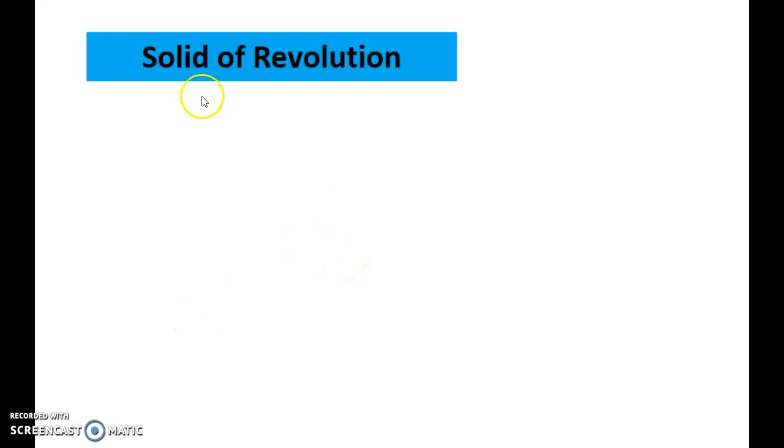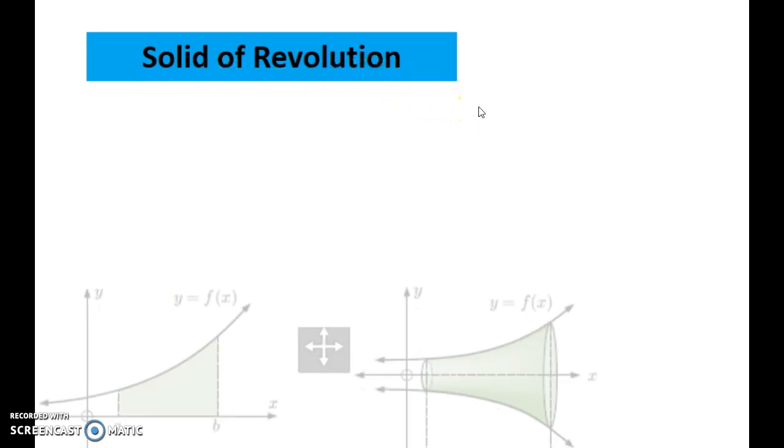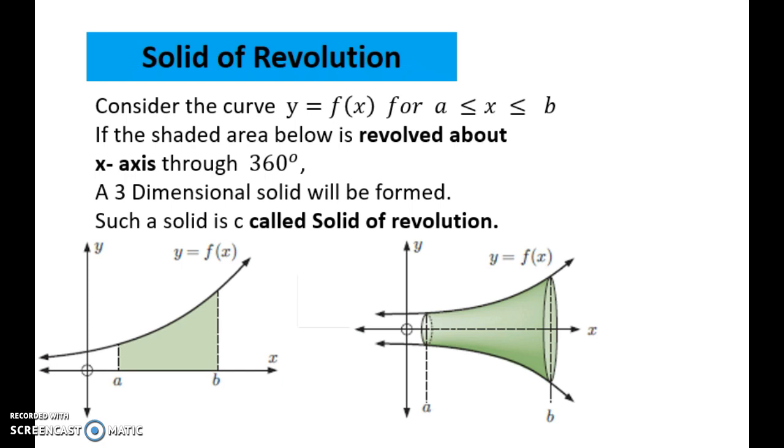Hi guys, here we have another application of integration, solid of revolution. Let's have a function y equals f(x), where x lies between a and b, and you see the shaded area under the curve y equals f(x). If this shaded area is revolved about the x-axis through 360 degrees, a three-dimensional solid will be formed. This kind of solid will be formed if you revolve from a to b about the x-axis. This is called a solid of revolution.